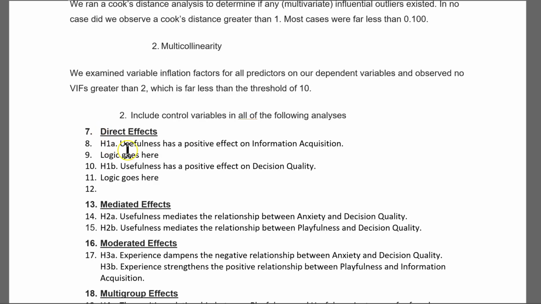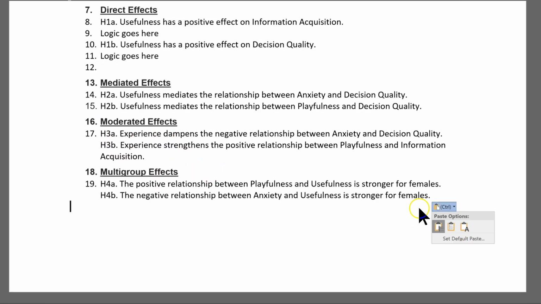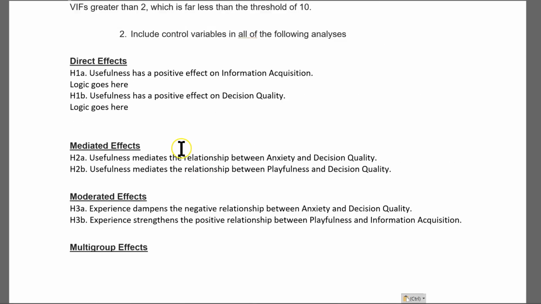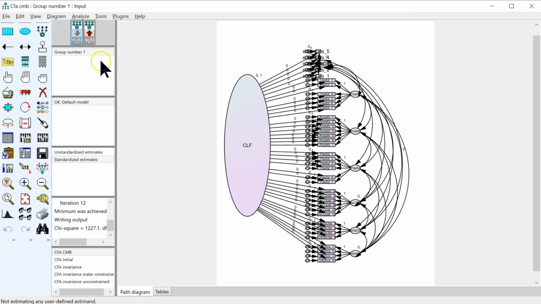Well, that numbered everything. Whoops. There we go. Okay. So, direct effects. Let's see if there's support for these. Usefulness has a positive effect on information acquisition. Does it? Let's find out. We need to turn this into a causal model. So in order to do that, we need to uncovary a bunch of stuff.